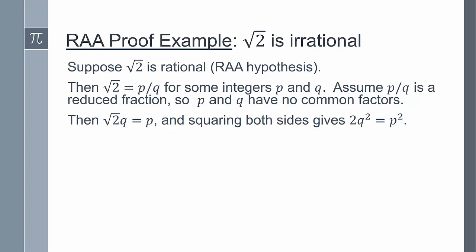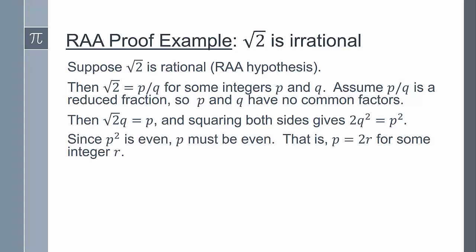Now, if we look at the left-hand side, we have an integer multiple of 2. So the right side, which is p squared, must be an even number, just by definition of even. And since p squared is an even number, and we know that p is an integer, it must be true that p is even, because we know that the square of an odd number is odd. So we can conclude that p is even, and we can use the definition of even again and write p as 2 times some other integer r.